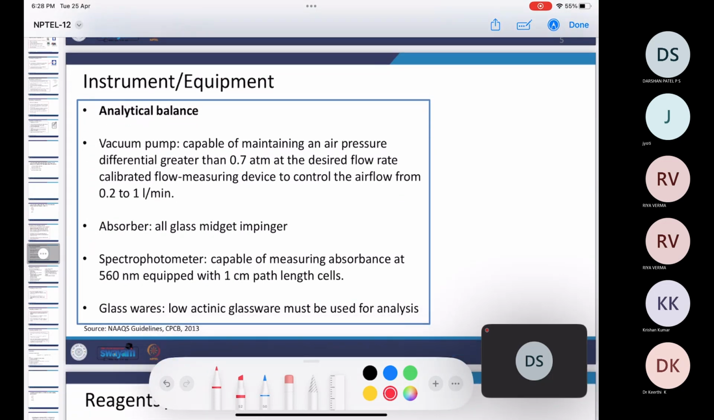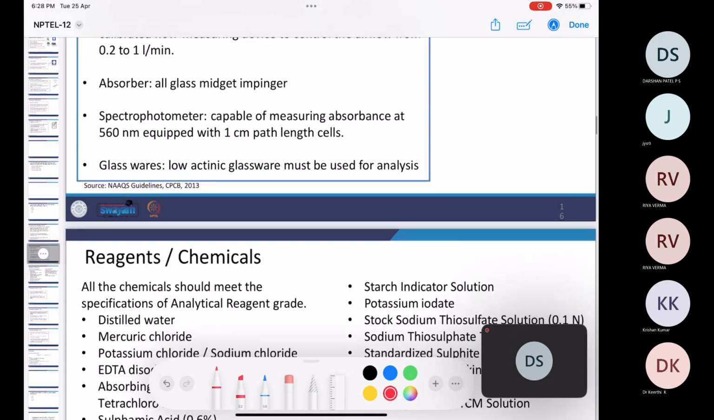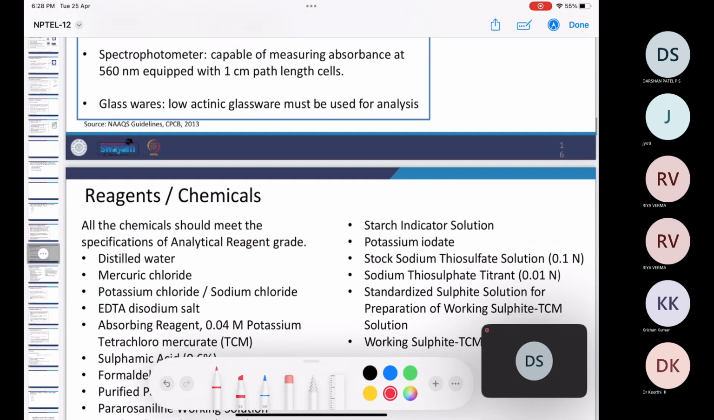Then an absorber, that is an all-glass midget impinger, is required. A spectrophotometer is required, which is capable of measuring absorbance at 560 nanometers, equipped with 1 centimeter path length cells. So the cuvettes that we use in the spectrophotometer have 1 centimeter path length. Low actinic glassware must be used for the analysis.